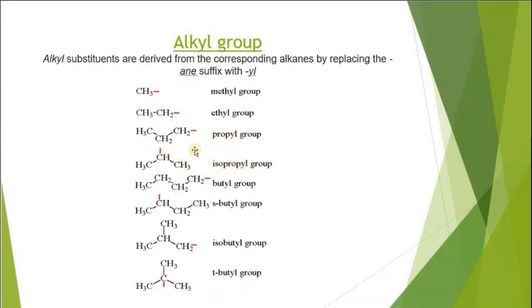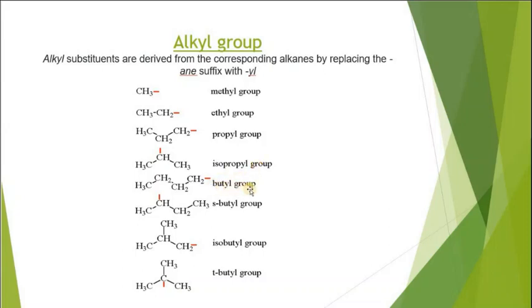And do remember, propyl group is the one in which the terminal carbon atom is attached with something else. But if the middle carbon atom is attached with something else, as the red line is indicating the point of attachment, it should be called isopropyl group, not propyl group.